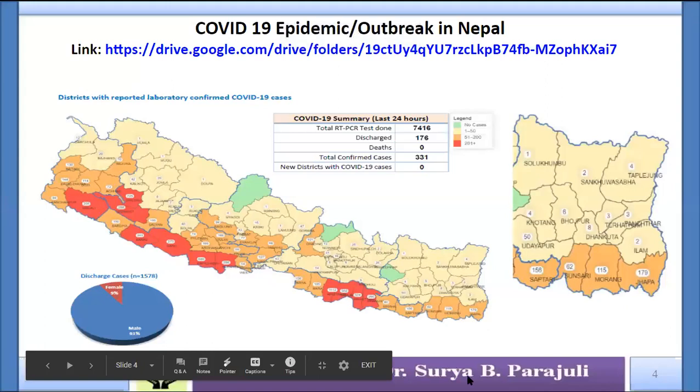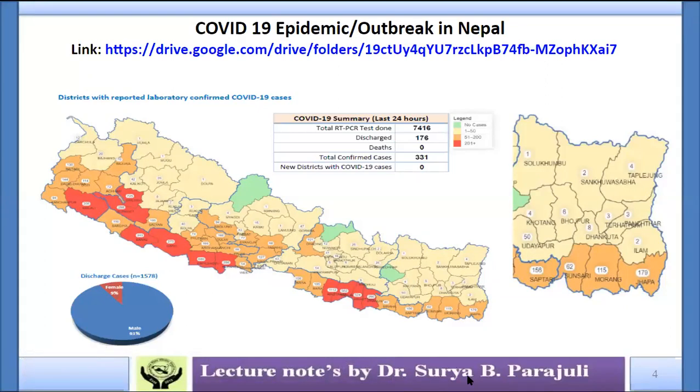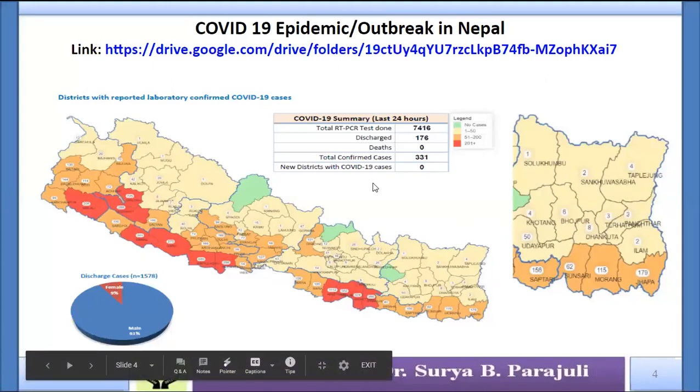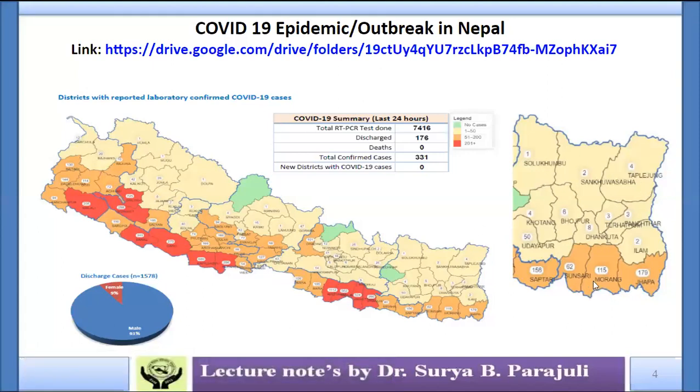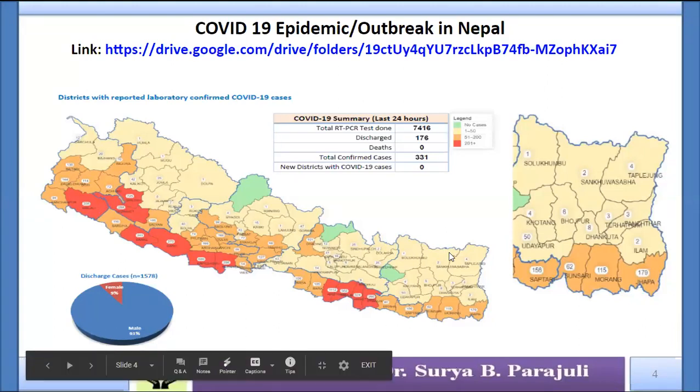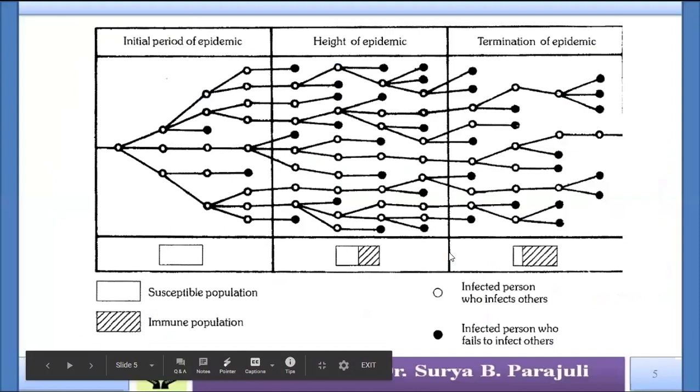So you can see this is the COVID-19 epidemic or outbreak in Nepal. Currently we have a COVID-19 outbreak, and you can find all the information in this Google Drive. It's freely available. This is the map of our country, and we are in the eastern part of Nepal. Our medical college lies in Morang district, at the eastern corner of our country, Nepal. Let me go to the next slide.